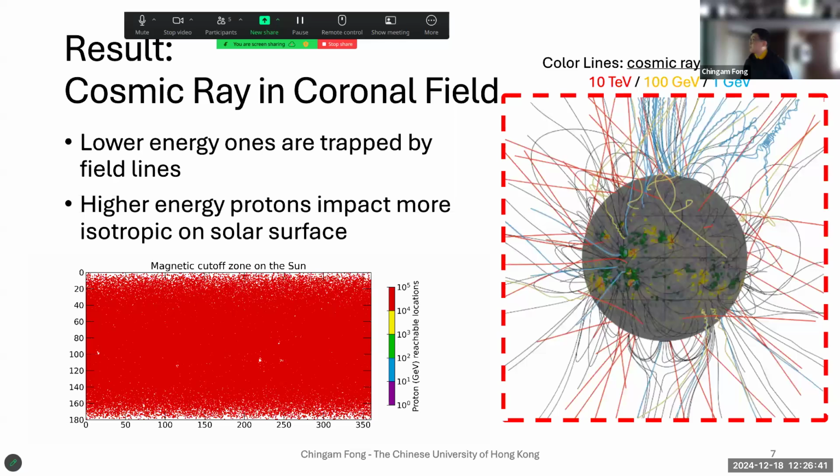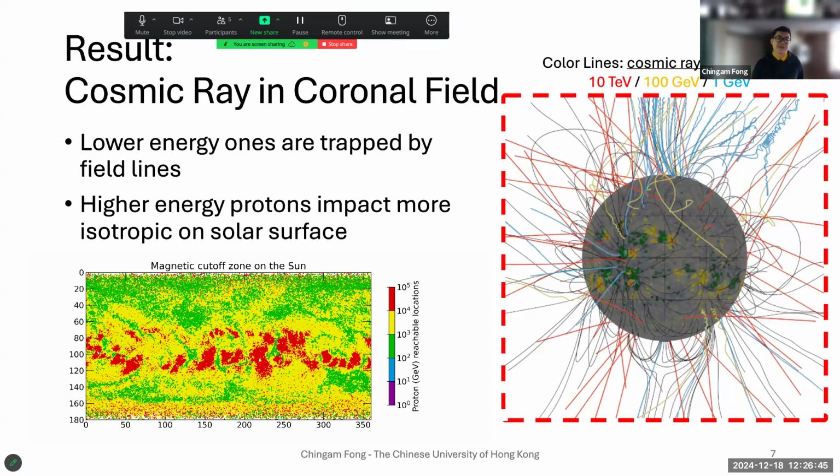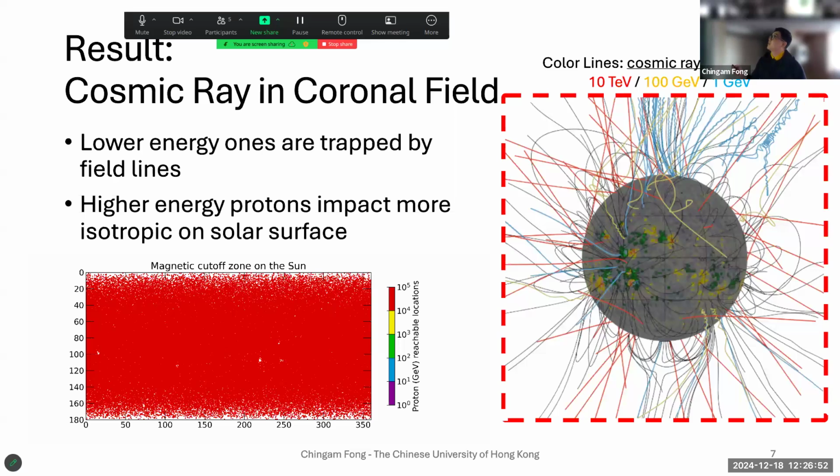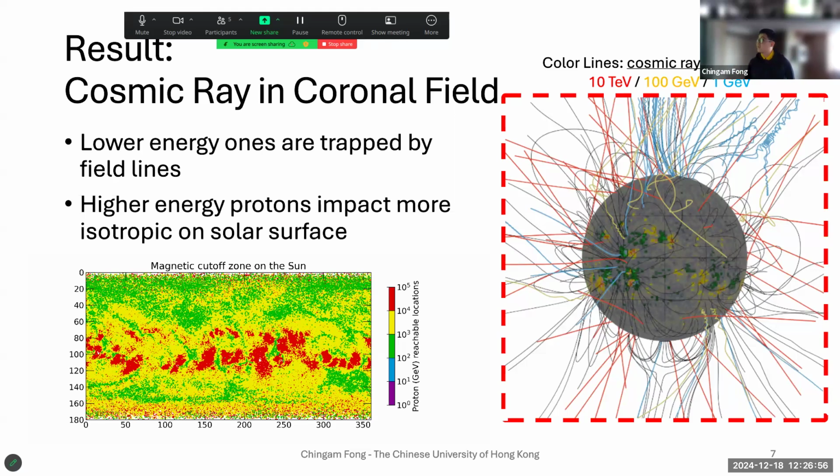So what I show here, first of all, look at this 3D illustration of the particle trajectory inside the corona, is that most of the low energy cosmic rays, represented by blue, 1 GeV cosmic rays, have to travel down to the solar surface, they must follow the field line. Let me explain a little bit.